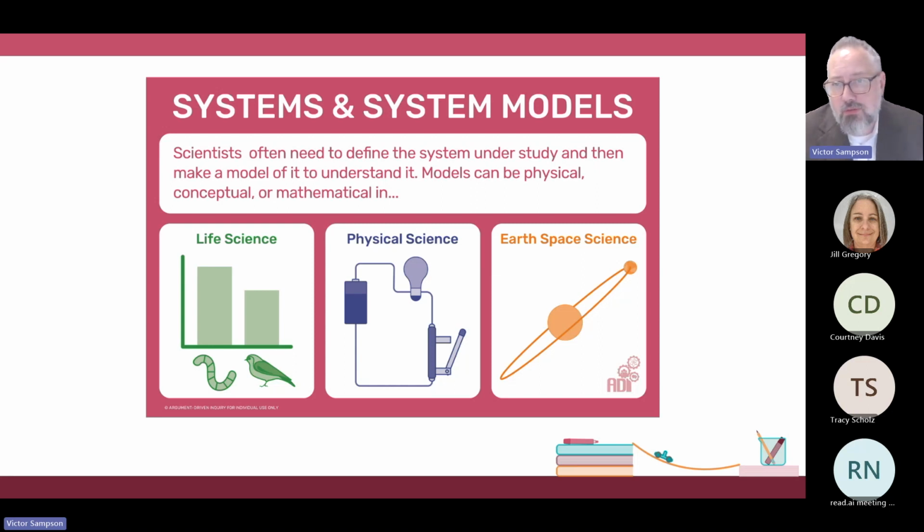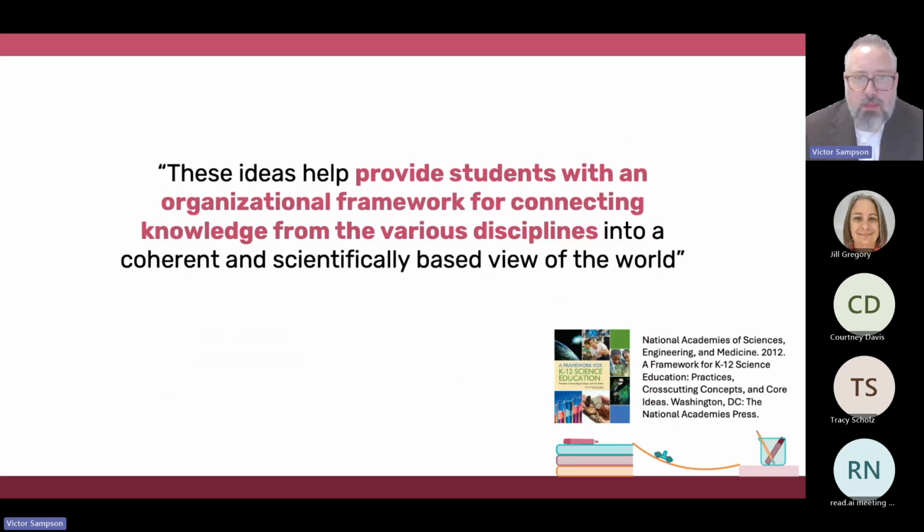And the idea behind models is they're tools to help us understand what is happening. And these can be physical ones, conceptual, or mathematical in any number of ways. And the idea is they're tools to think with when we're thinking about system models. Now, one of the big things to think about is not only do we have these new recurring themes and concepts in there and understanding what they mean, but it's more important, I think, to think about how they can be used as an organizational framework for connecting knowledges, right? And from the various disciplines, and more importantly, making sense of the things that we see.